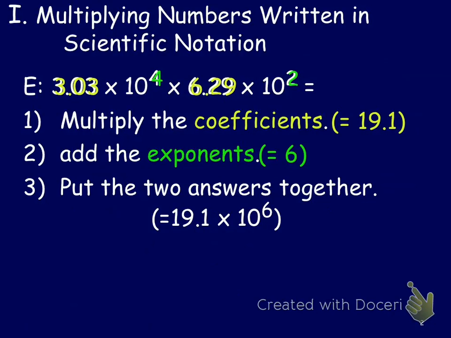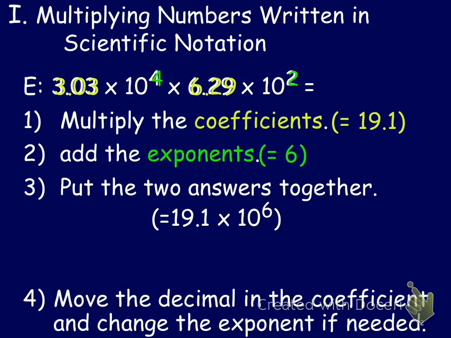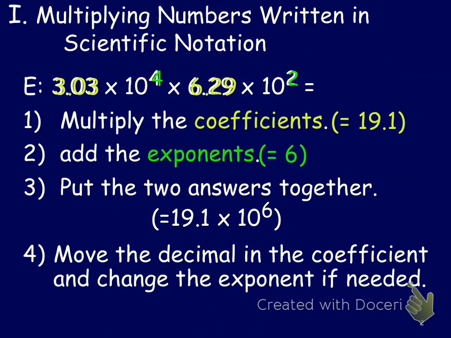Now, is it proper scientific notation to have the 19 before the decimal point? The answer is no. So what we have to do is move the decimal to the correct spot. Right now, you can see that the decimal is after the number 19, and we know that we can only have one non-zero number to the left of it. So we have to move the decimal one time.